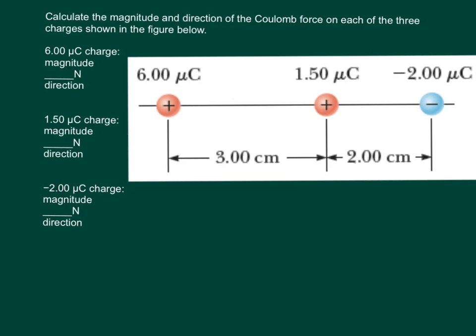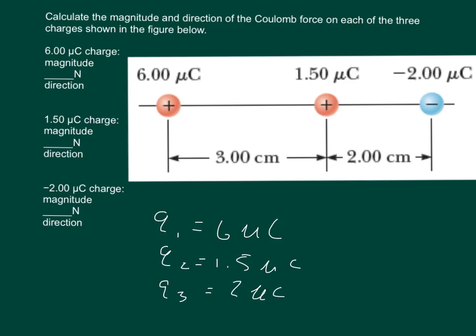And so we're going to name the charges. So Q1 is going to be the 6 microcoulomb charge. Q2 is going to be the 1.5 microcoulomb charge, and Q3 is going to be the 2 microcoulomb charge. Now there's two ways to go about this.